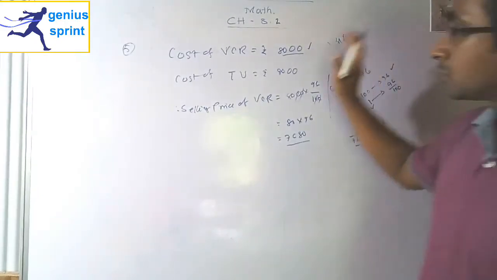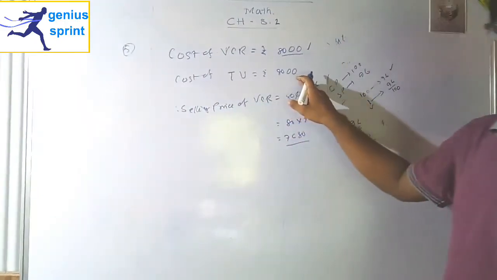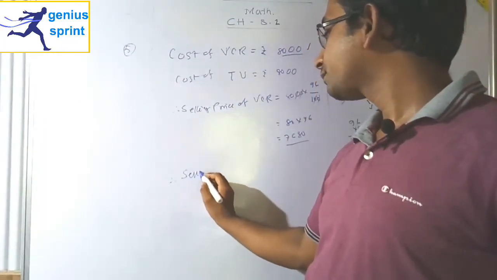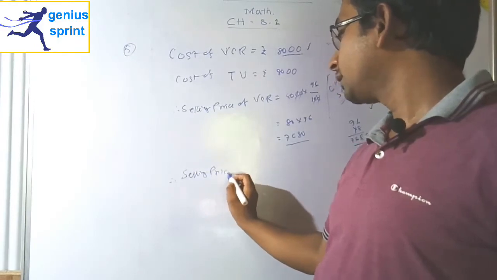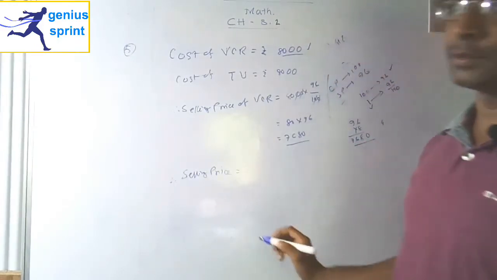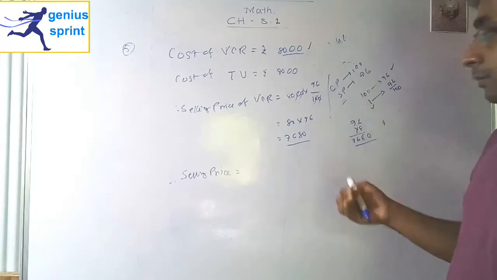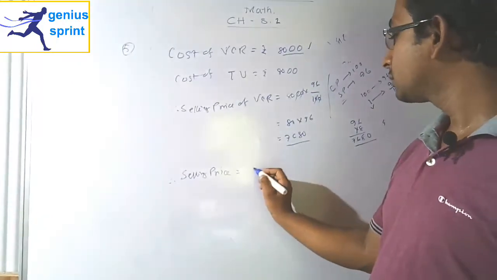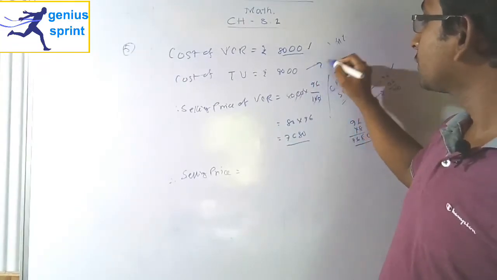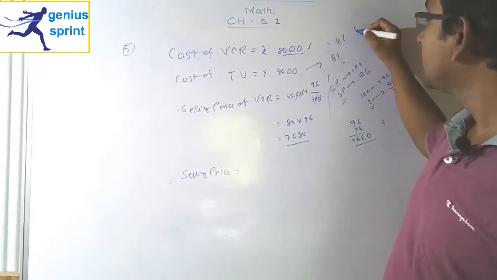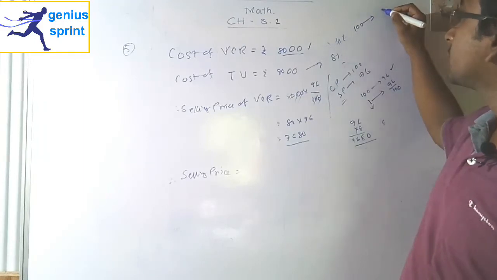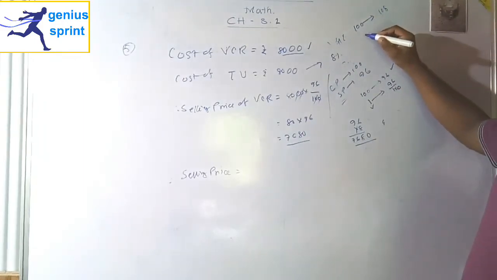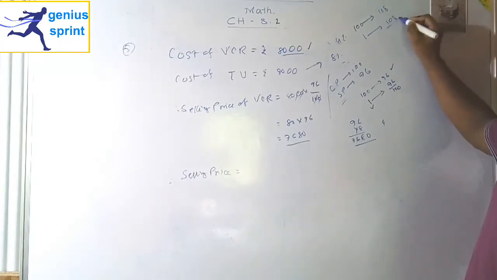Okay, so here the cost of TV is 8,000. So therefore SP, that means selling price of TV. See, in both these cases we have to find the selling price, because we have to calculate the total amount he sold. So here it is 8% profit. That means if CP is 100, then SP is 108. So if CP is 1, then it should be 108 upon 100.